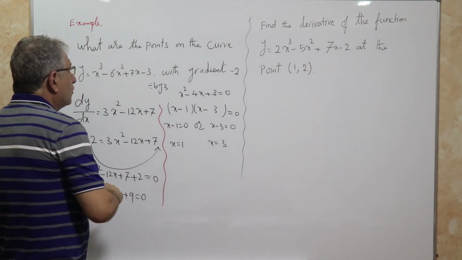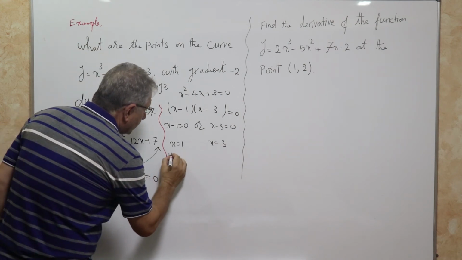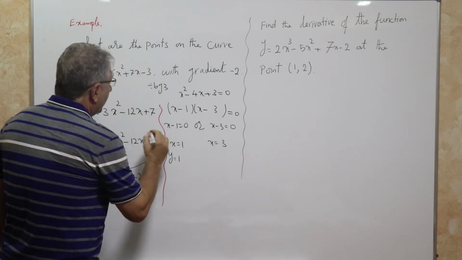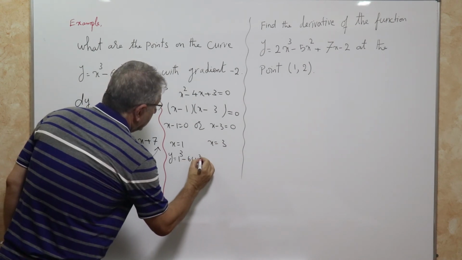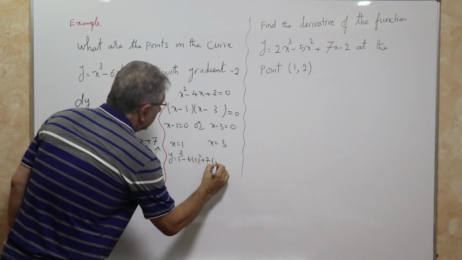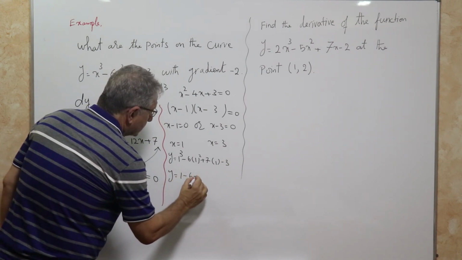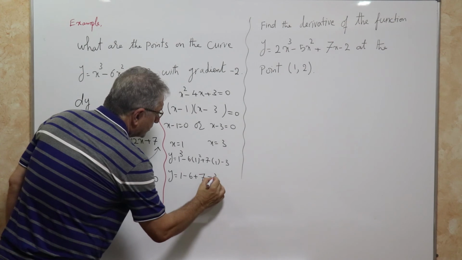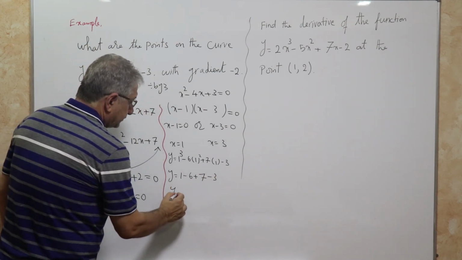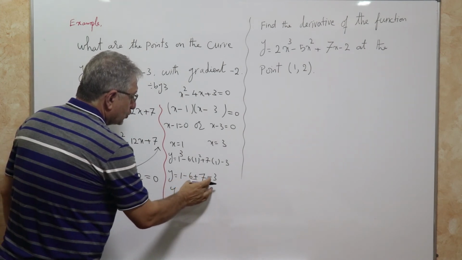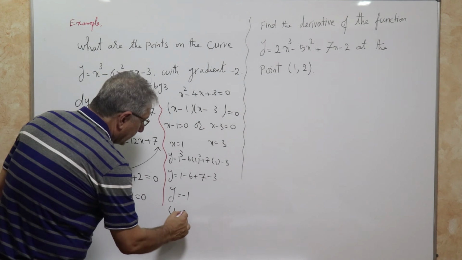As I explained before, you need to find the value of y. Therefore y will be equal to 1 to the power of 3 minus 6 times 1 squared plus 7 times 1 minus 3. Therefore y equals 1 minus 6 plus 7 minus 3. Therefore this is actually minus 5 plus 2 minus 1. So it's negative 1. Therefore 1 point is 1 and negative 1.